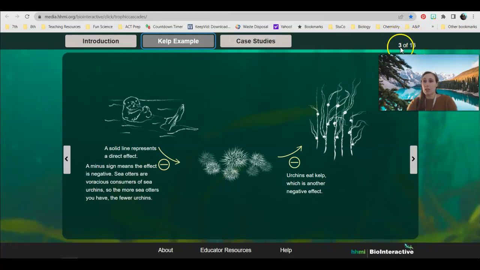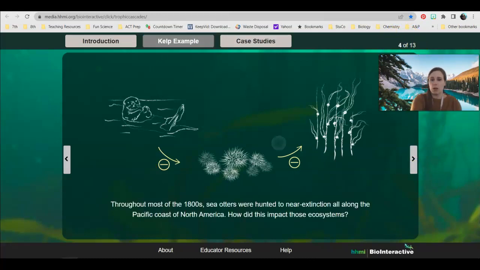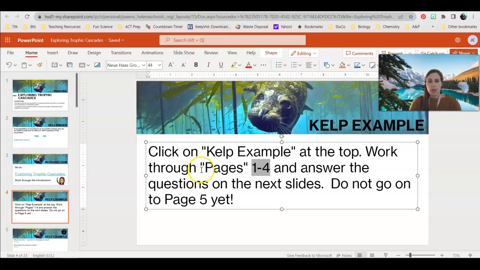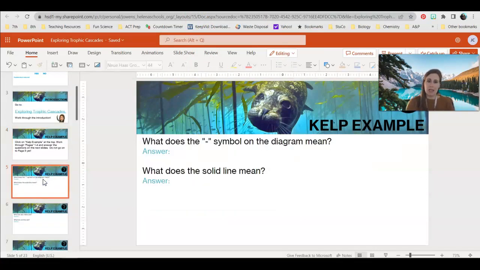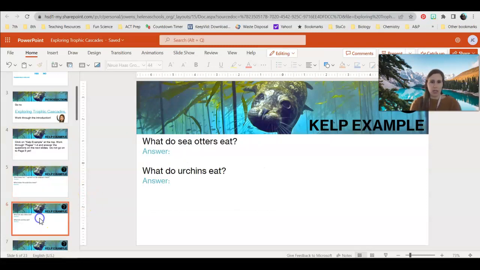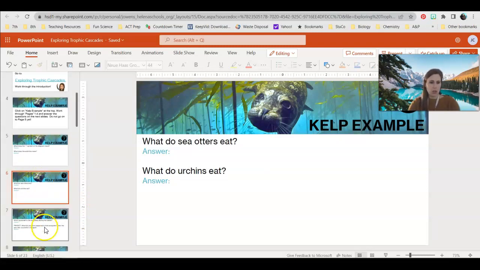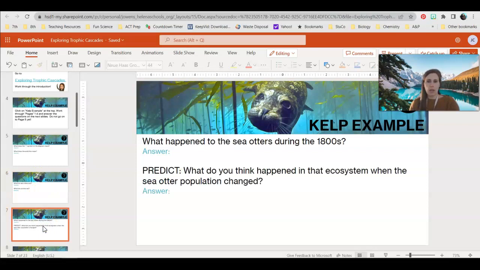Again, you're just going to work through page 4. Your questions as you work through pages 1 through 4: What does the negative symbol on the diagram mean? What does the solid arrow or solid line mean? What do sea otters eat and what do urchins eat? And then, what happened to sea otters during the 1800s? And predict, how do you think that ecosystem was affected when the number of sea otters changed?